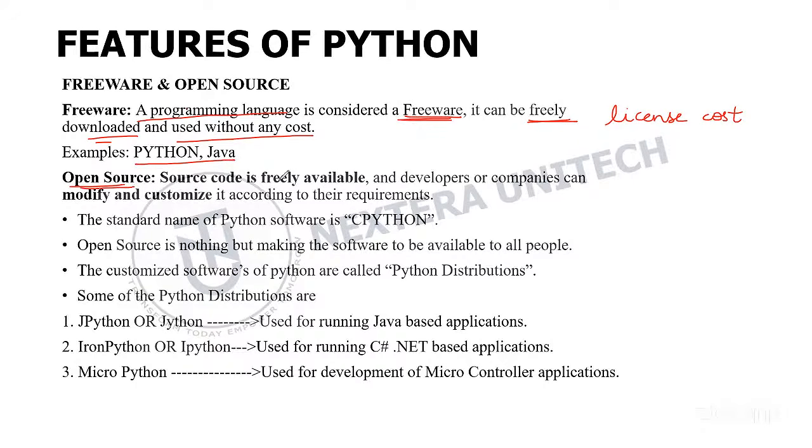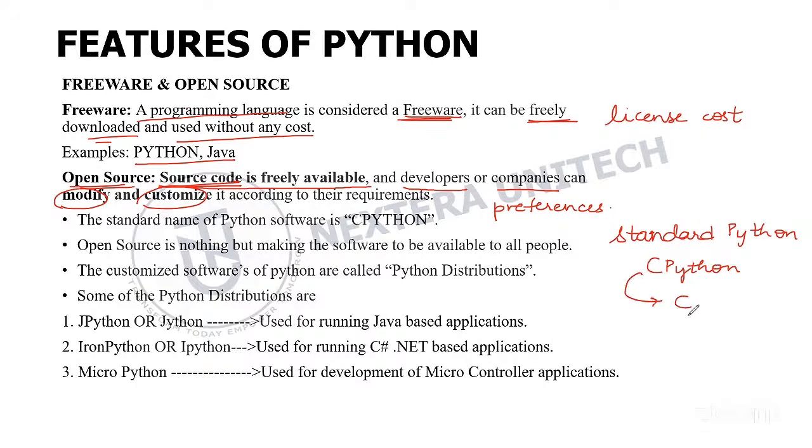And when it comes to open source, it means that the source code is freely available to everyone. So developers or companies can modify and customize it for their preferences or requirements, and they can create their own version. So Python is freely available and its source code also is available to be modified and customized. The standard Python, that is the Python downloaded from the official website, is called standard Python. The official implementation name is CPython. CPython is written in the C language and it is the reference implementation of Python.